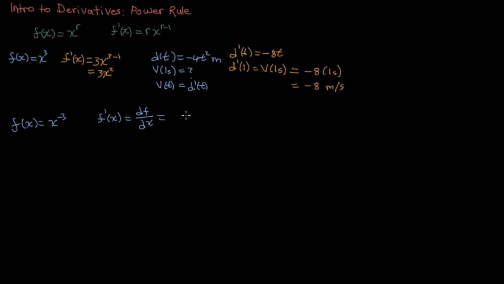Okay, so what would be the derivative? Again, same thing. We just take that exponent and make it a coefficient, and then we would subtract 1 from -3, which is -4. And there you have it.